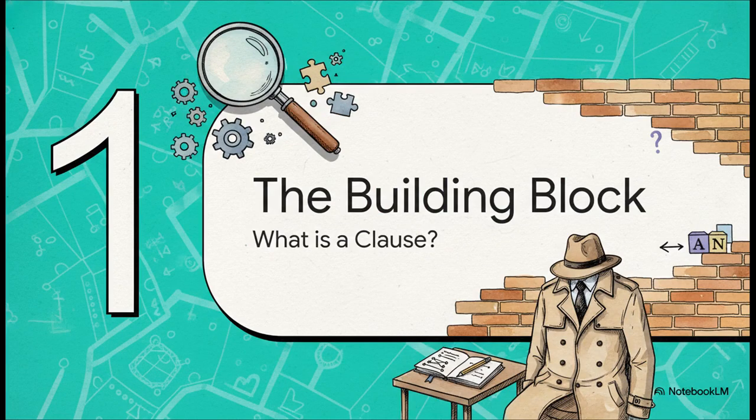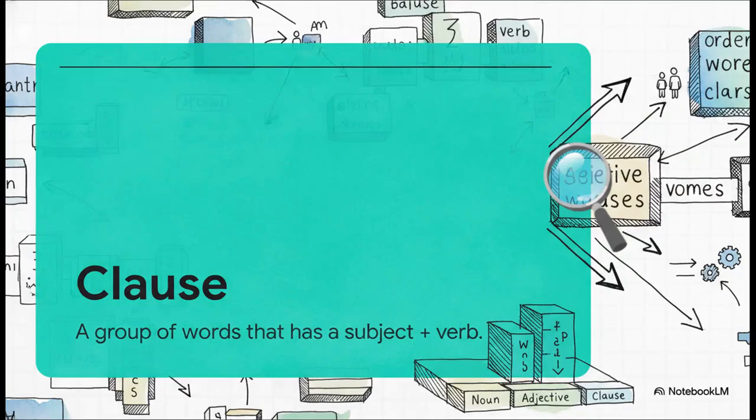Okay, so before we can start identifying our grammar suspects, we've got to go back to basics. We need to understand the fundamental building block. Every good detective has to know the fundamentals first, right? So what even is a clause? Well, it's actually pretty simple. At its heart, a clause is just a group of words that has to have two things, a subject and a verb. That's it. Think of it like a mini sentence, subject plus verb.